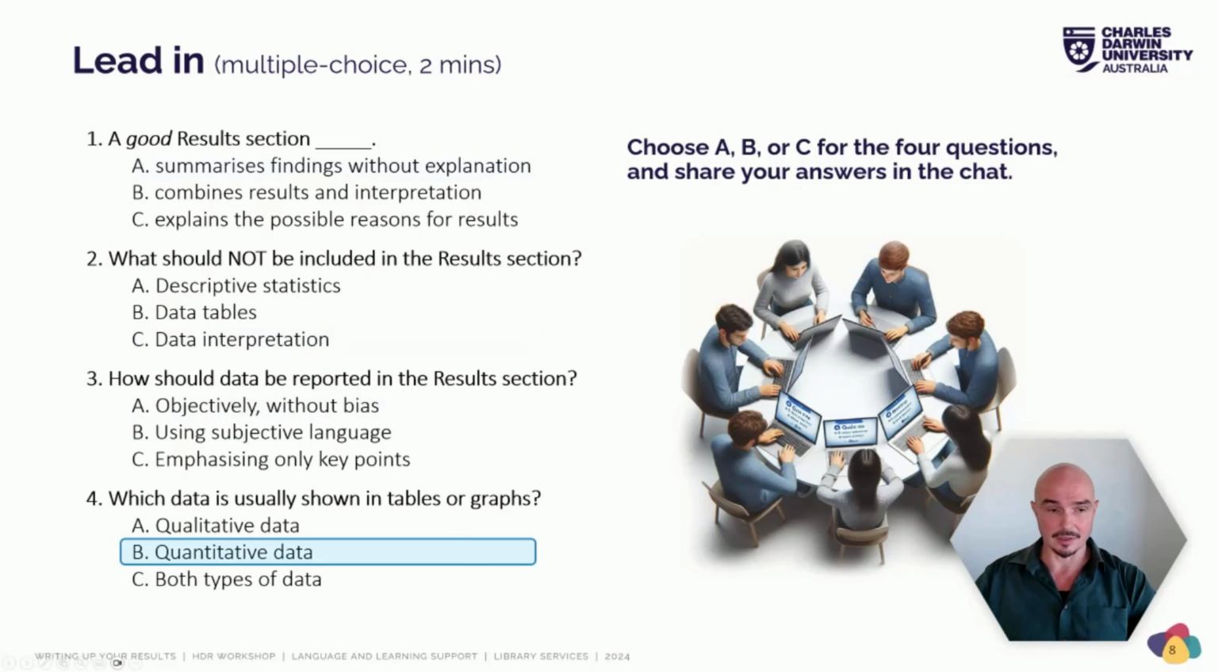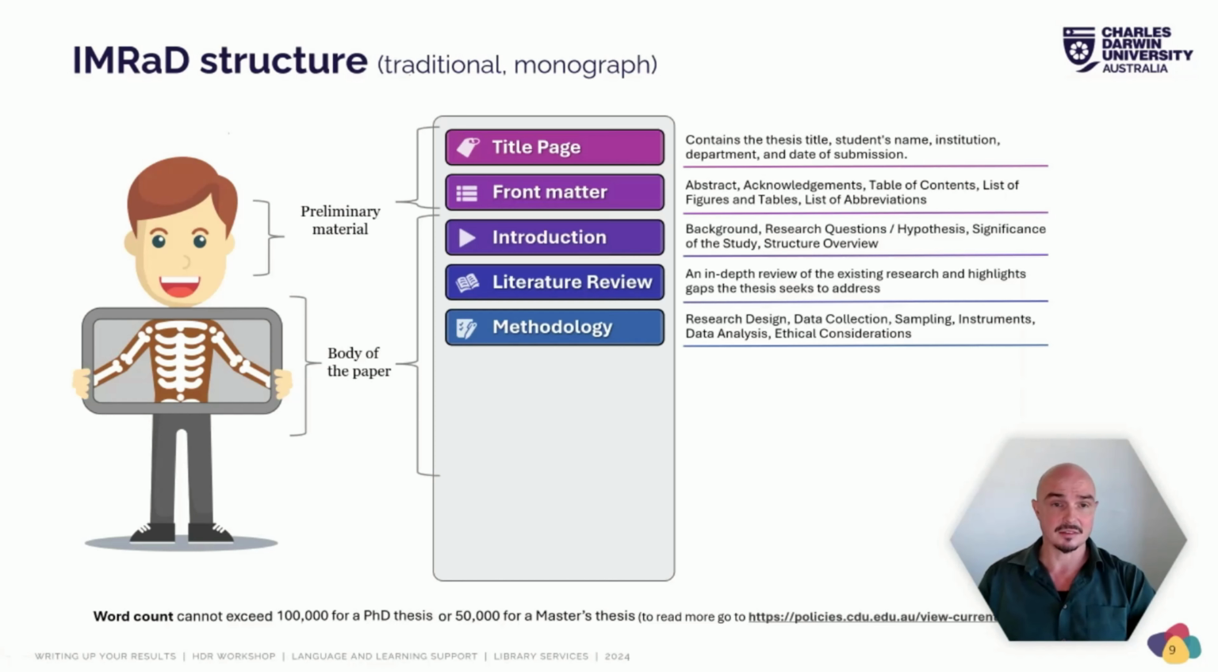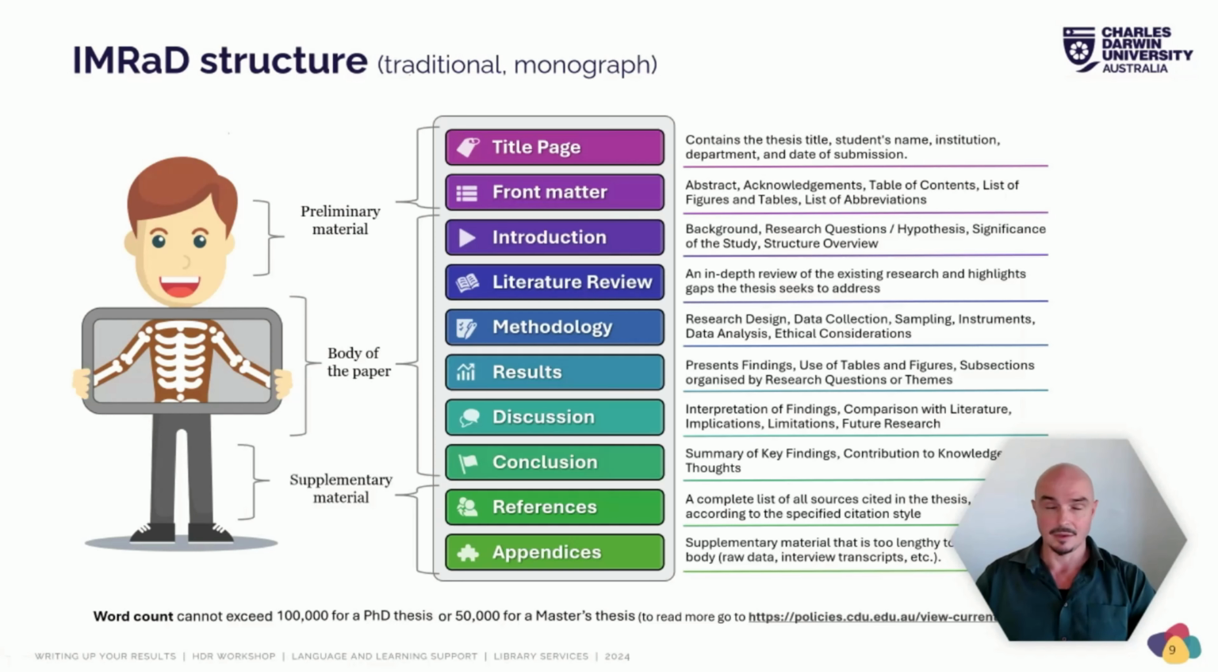And you're most likely to be using tables and graphs to represent quantitative data, but not always. If your thesis is a traditional kind of monograph thesis, it'll look something like that. Now, like I said, every discipline's different. For example, in the engineering department, I've noticed that they combine their results and discussion chapters or sections. So there's some difference in the way that different disciplines do it, but it'll look something like that, I guess. And the results part is sandwiched right in the middle between the methodology and the discussion.